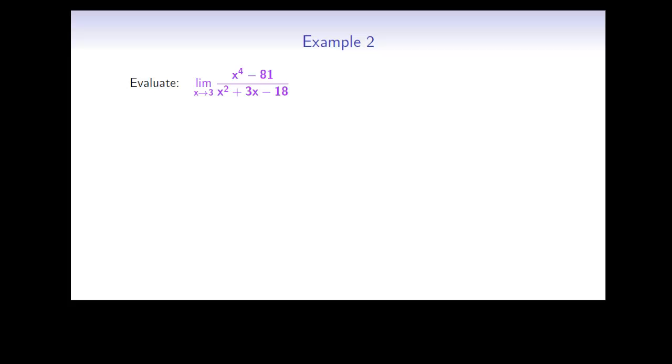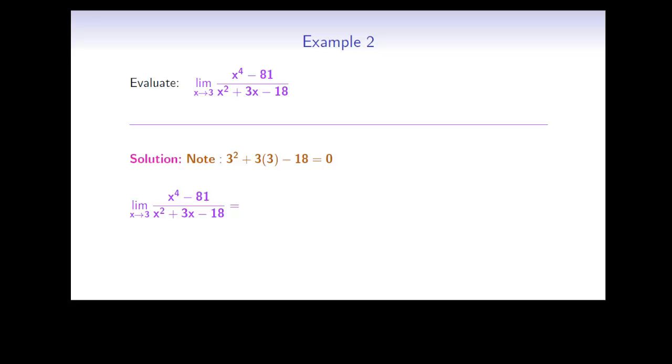In this example, we're evaluating the limit of another rational function, this time as x goes to 3. Let's insert x equals 3 into the denominator. This time we do get 0. This means that we cannot simply insert x equals 3 into the expression. The trick in this case is to factor.